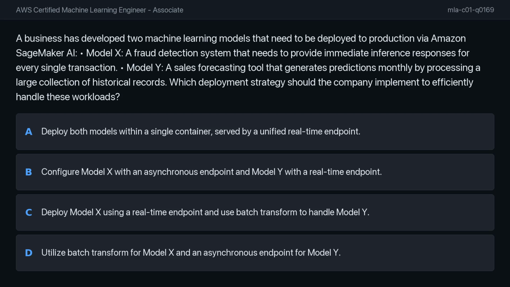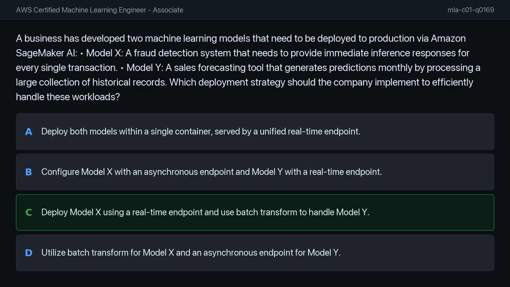The core of this problem lies in understanding the difference between low-latency, time-sensitive inference requirements and high-volume, periodic processing tasks. When choosing a deployment strategy in SageMaker, you must consider the nature of your input data and the urgency of your output. Some methods are optimized for sub-second response times, while others are designed to handle massive datasets in the background without needing a permanent, always-on server.